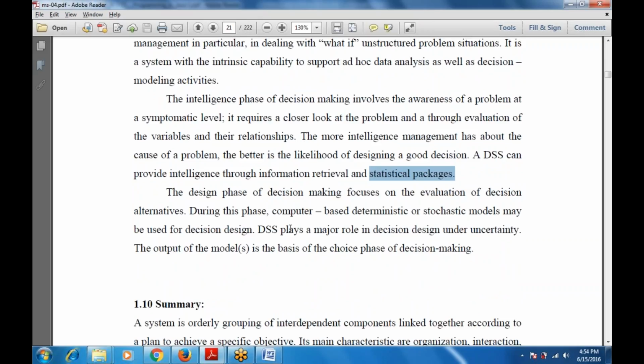During the design phase of decision making, the focus is on the evaluation of the decision alternatives. There are multiple alternatives available for the decisions. During this phase, computer-based deterministic or stochastic models may be used for the decision designs, and DSS plays a major role in decision making under certain conditions. So what are the various conditions under which we can use a DSS?